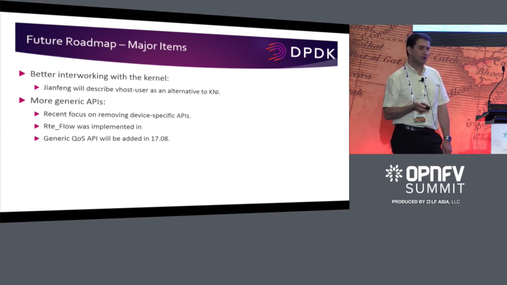And the last trend, like I mentioned before, is just more generic APIs. We've done the Flow API now. The QoS is in progress. And we need to do more in terms of making sure that APIs are as consistent as possible across device types.